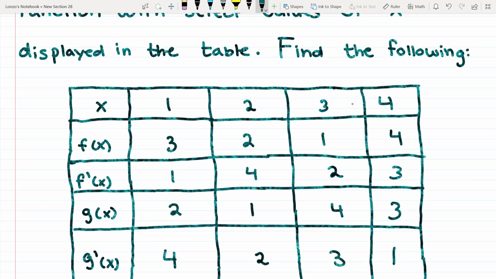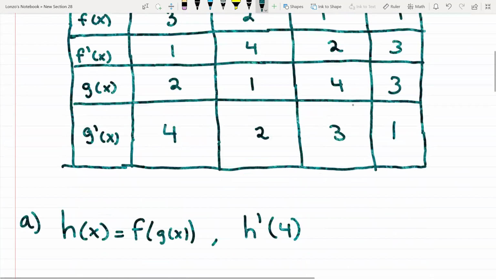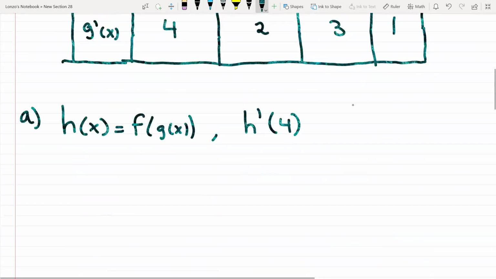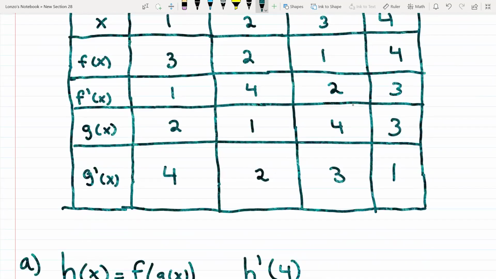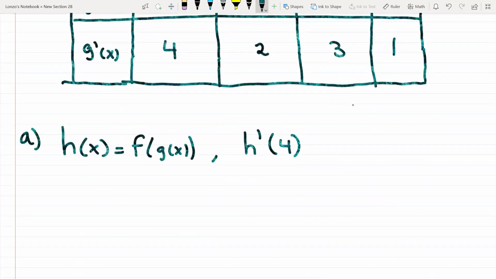Okay, so I think this table is much easier than the last table. Part A says h of x equals f of g of x, and we've got to find h prime of 4. How would I do that if h is not even here? What we're going to do is apply the chain rule. First I've got to find h prime of x. How would I find h prime of x using the chain rule?